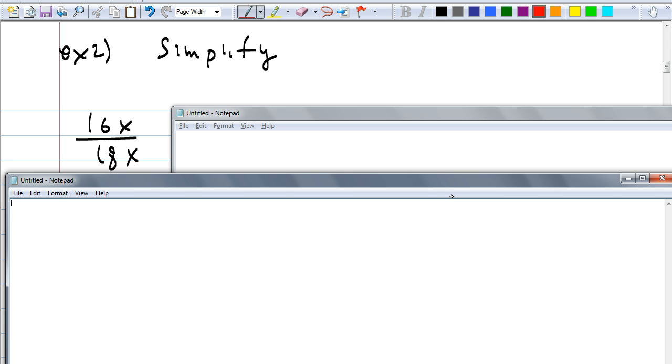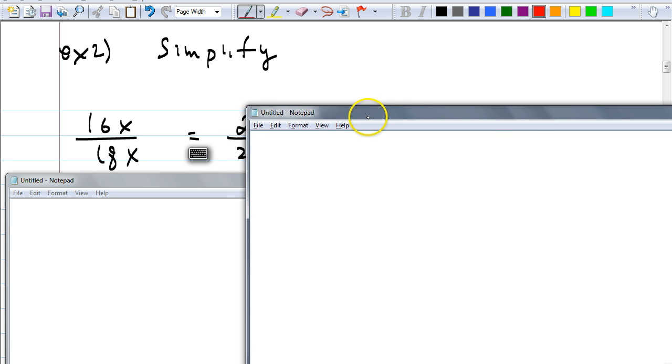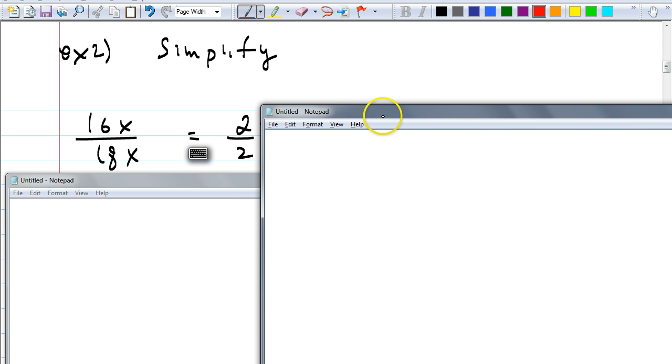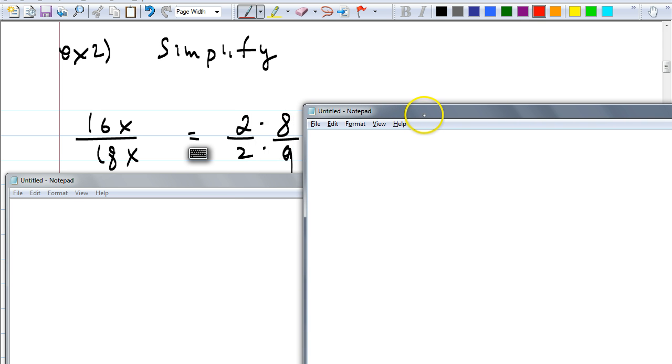So let's continue on. Now, instead of just having numbers, we have some variables in them. 16x over 18x, okay? Anybody know? By the way, what goes into both 16 and 18? 2. So could we use that fact, knowing that 2 goes into 16 and 18, and rewrite them as a product of some fractions? 2 over 2 times what? 8 over 9, right?